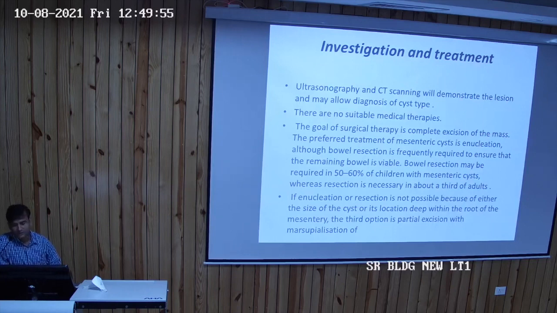Although bowel resection is frequently required to ensure the remaining bowel is viable. If the blood supply of the bowel is hampered, then it will become gangrenous later on. So we have to remove that portion of bowel also, and resection and anastomosis is done.